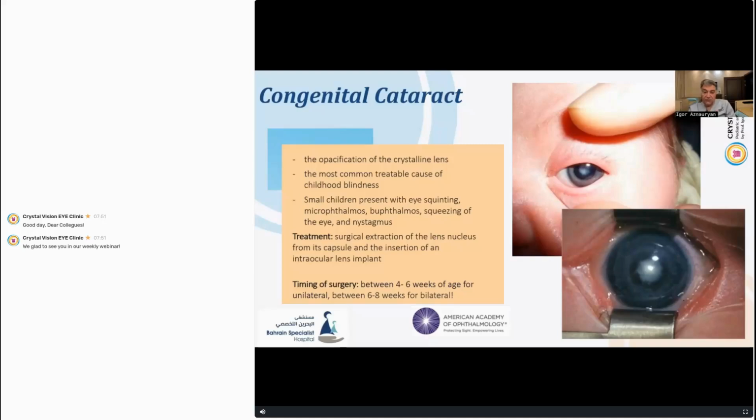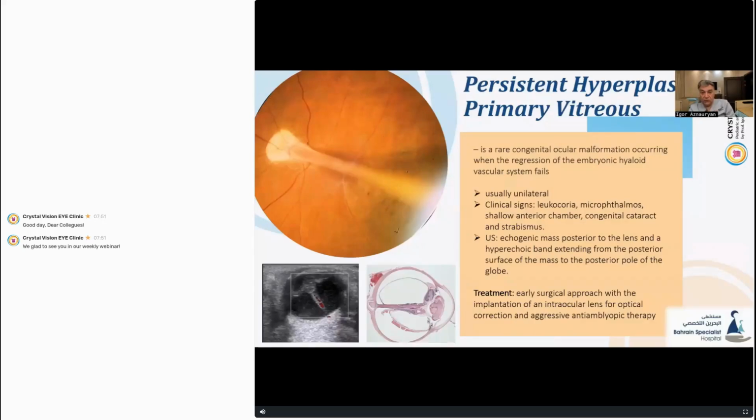Today, there are many options with intraocular lenses that allow small children to undergo these surgeries, implant them, and ensure high visual acuity for life. Otherwise, we will potentially have incurable amblyopia developing.